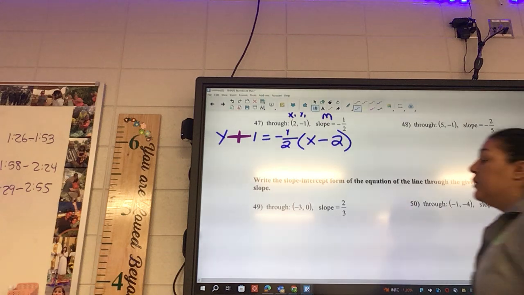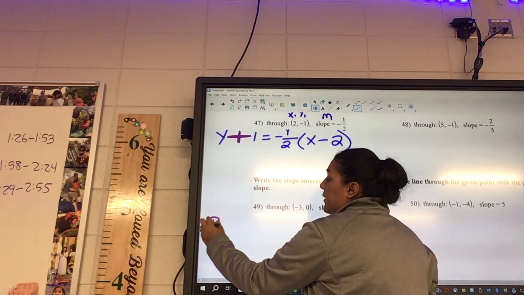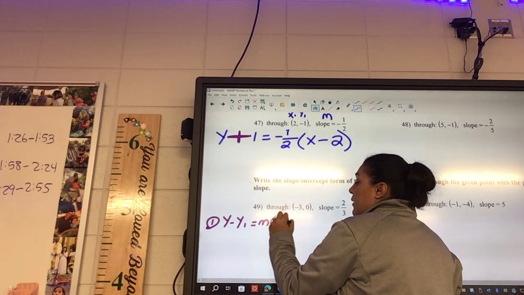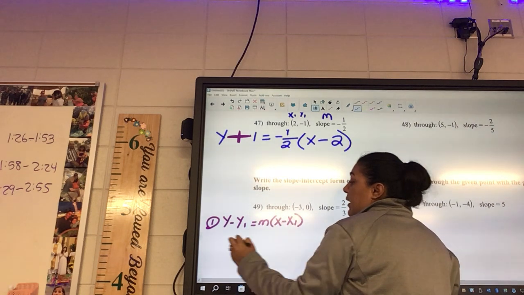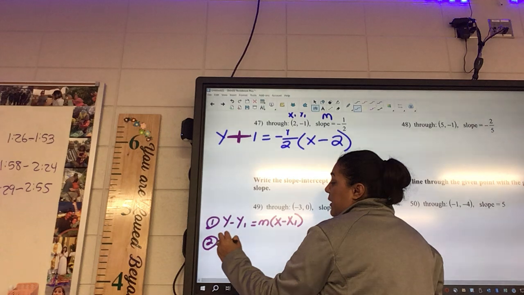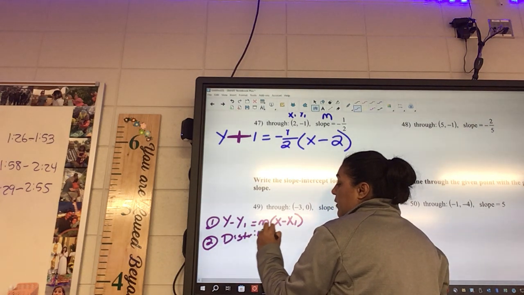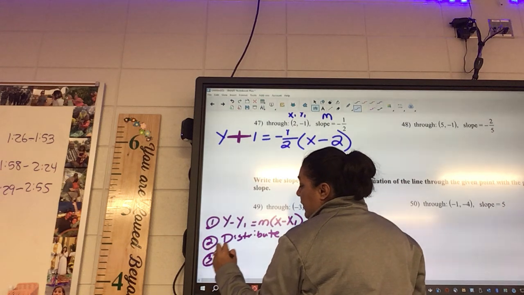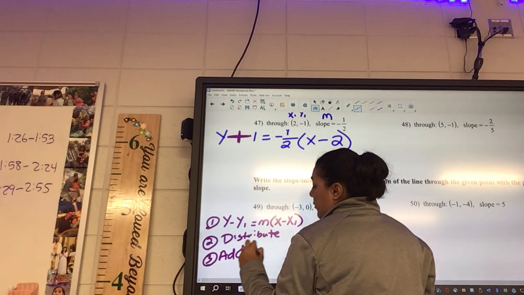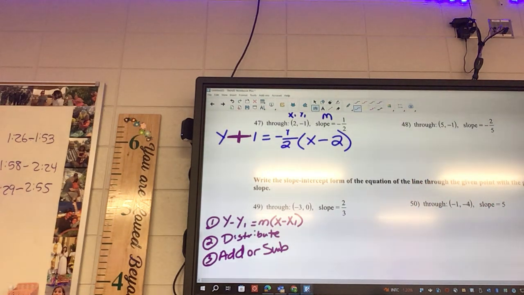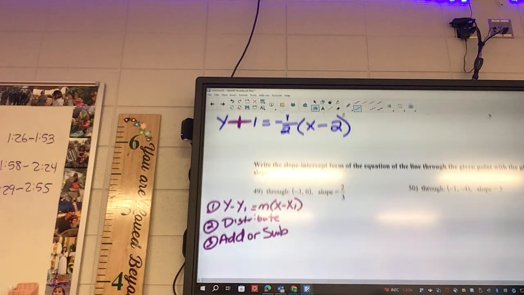Okay, 49, you're gonna start off for, I guess, step 1, if you had to say it, is gonna be this formula. Okay, your step 2 is gonna be to distribute. And your step 3 is gonna be to either add or subtract, okay?